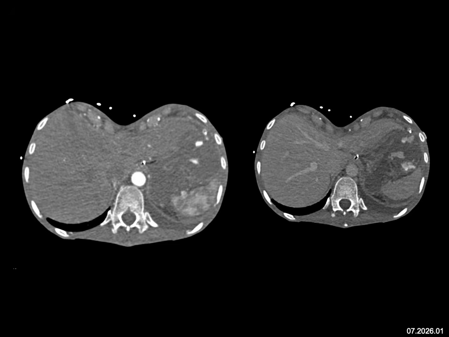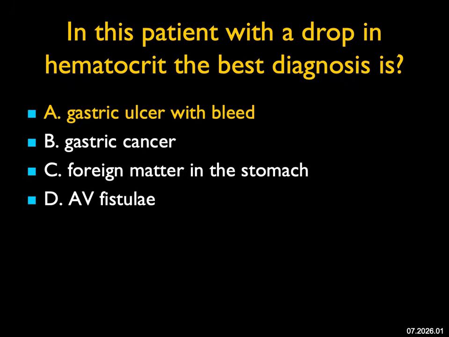So when we look at the best diagnoses, I don't see a mass, so I don't see gastric cancer, but I could be missing it. This is not foreign matter in the stomach. It doesn't have the look of an AV fistula. It's a definite bleed. And so for the best diagnosis, this was in fact a gastric ulcer. If you said it was a gastric cancer that bled, I would think about that, but I don't see a mass, so A is the best diagnosis.